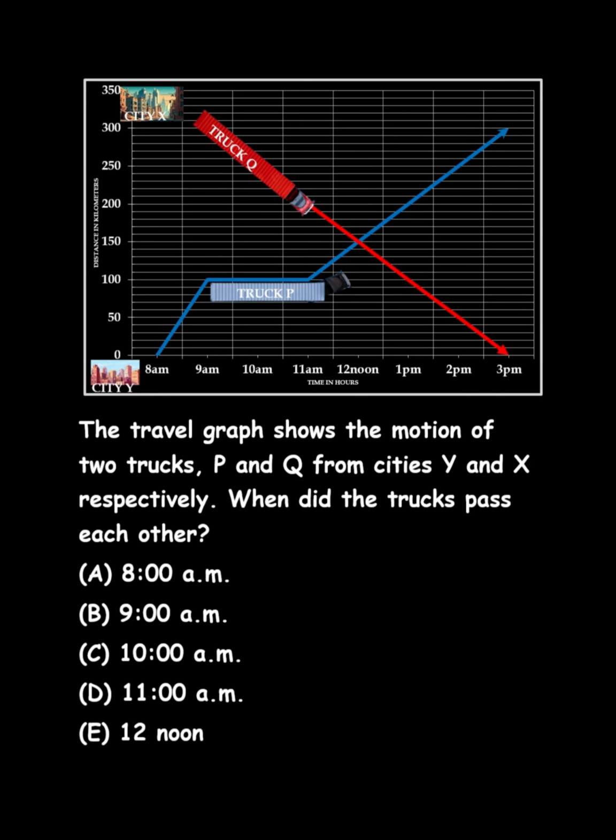The travel graph shows the motion of two trucks, P and Q, from cities Y and X, respectively. When did the trucks pass each other? A. 8 a.m. B. 9 a.m. C. 10 a.m. D. 11 a.m. E. 12 noon. Solution. The travel graph shows that truck P and Q passed each other at point B, which is at exactly 12 noon, to their different destinations. Therefore the correct answer is E.